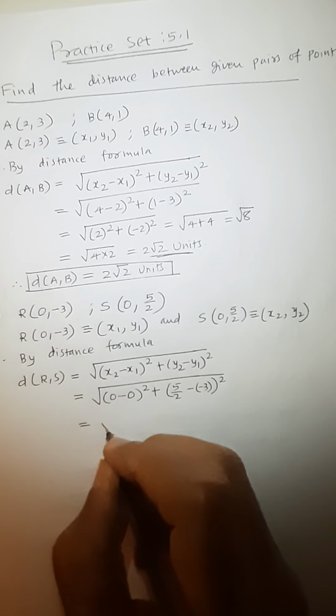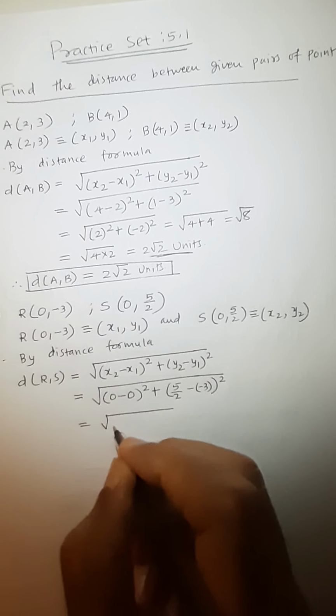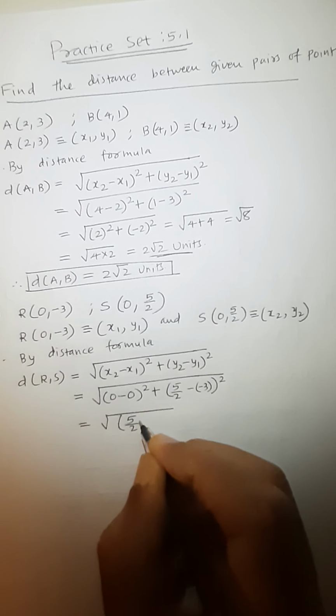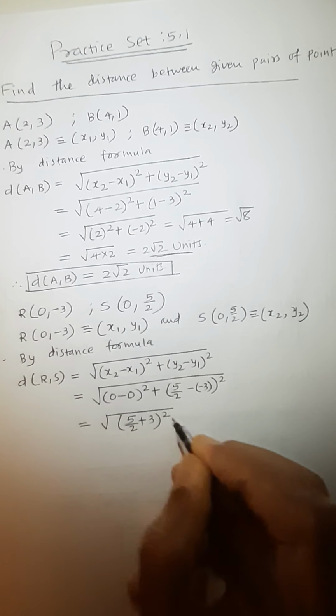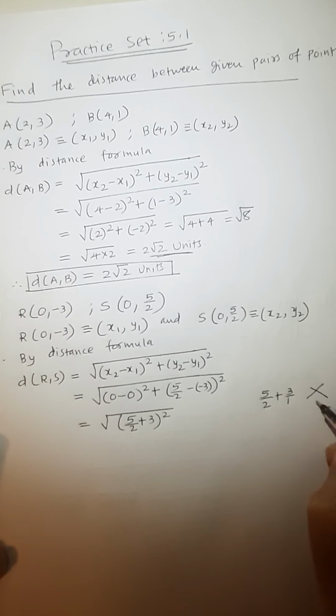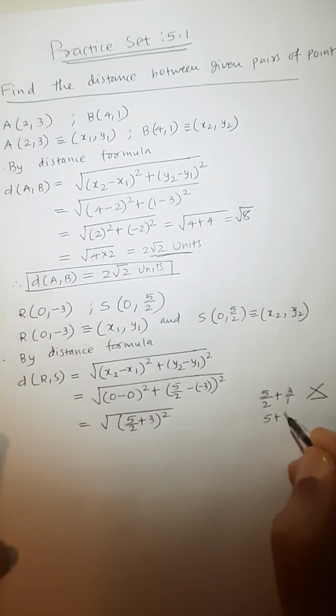Be very careful now. So 0 minus 0 is 0 square, which is 0. We need not write it. And here inside the bracket, 5 by 2 plus 3, the whole square. Now how to solve 5 by 2 plus 3? I am solving separately. Take 5 upon 1, 3 upon 2, and we have to do cross multiplication this way. So it is 5 ones are 5 plus 3 twos are 6 upon 2 ones are 2. So it is 11 by 2. Finally it will be 11 upon 2.